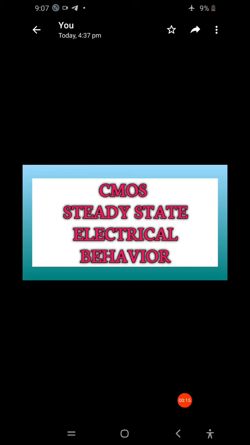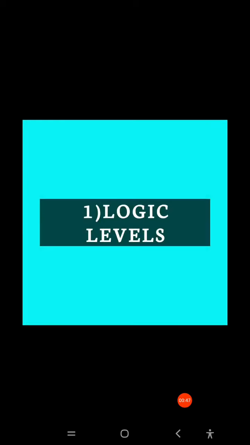Here the steady state behavior is defined as the behavior of the circuit when both input and output of the circuit do not change. And the parameters to be considered during this behavior of CMOS circuits are, first one, logic levels. Already you know about logic levels very well.